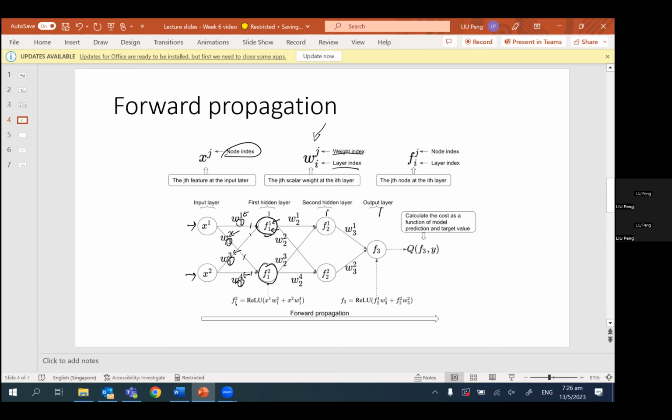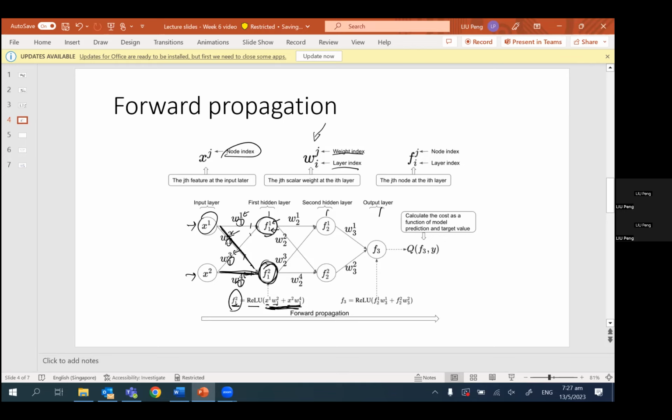Now, we want to look at how it's calculated. So for the calculation of this feature, we look at this one, right? This feature has 2 connections. The first connection gives us this one. So we take this feature multiplied by this specific weight, and then another feature multiplied by another weight, and then add them together, and then apply the non-linearity, which is the ReLU. And then we get the feature, right?